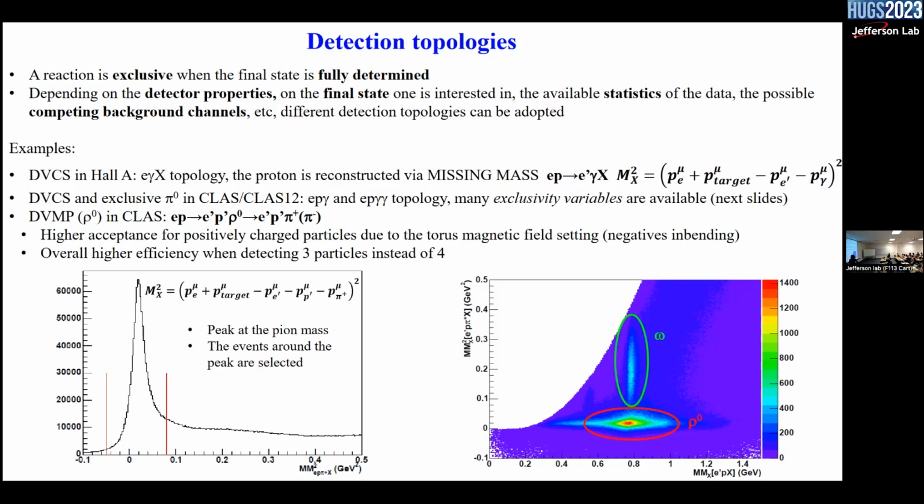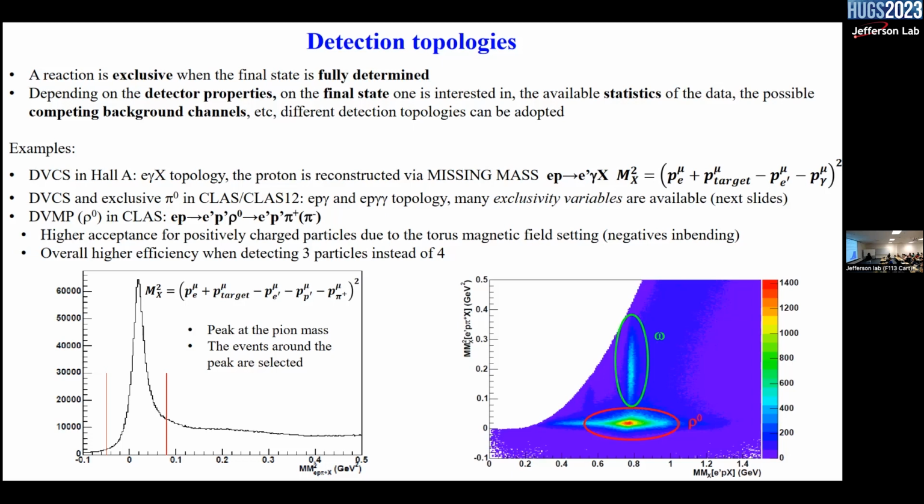So there is a clear peak at the pion, and then there is a continuum here, but this part is removed by doing a cut. And if you look at this two-dimensional plot, I find it quite nice. It's correlating the missing mass of the single missing particle, that is the pion, with the missing mass of the EPX final state. So if it's rho zero, there should be a peak around the mass of the rho zero.